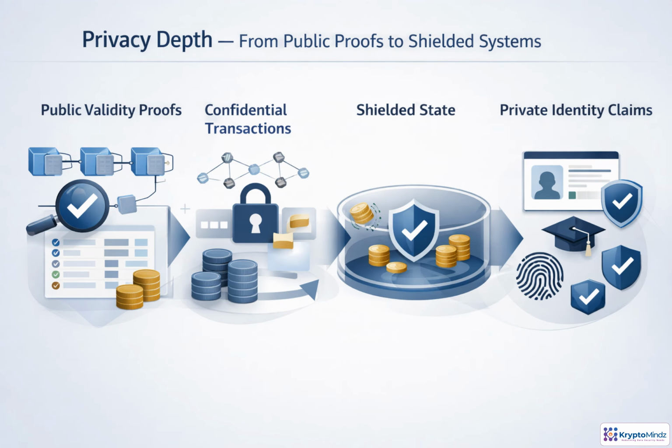Zero knowledge does not automatically mean full privacy. At the shallow end, a proof may only show that public transactions were processed correctly. Deeper designs hide selected fields, such as amounts, while still proving the rules were followed. Shielded systems go further by keeping balances, transfers, or application state inside a protected environment. The strongest privacy patterns let users prove identity claims, like eligibility or uniqueness, without exposing the underlying personal data.